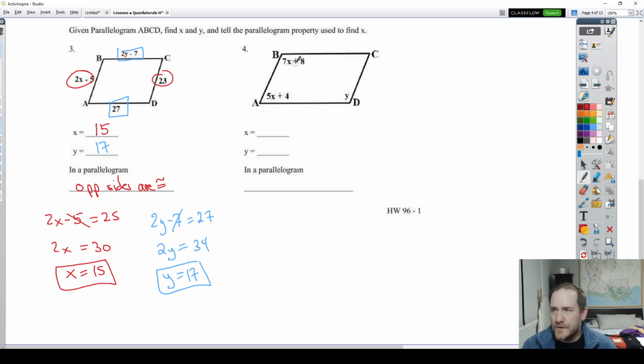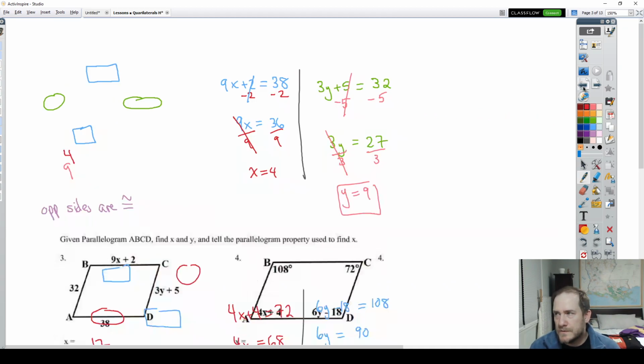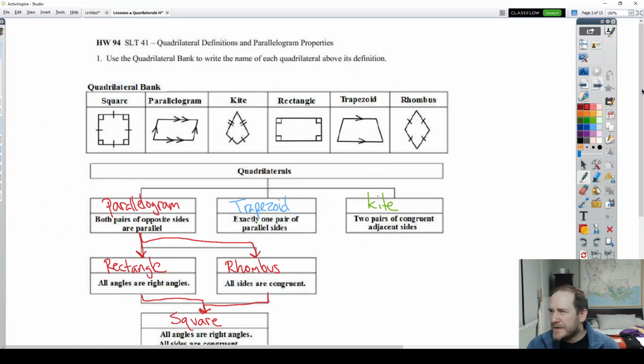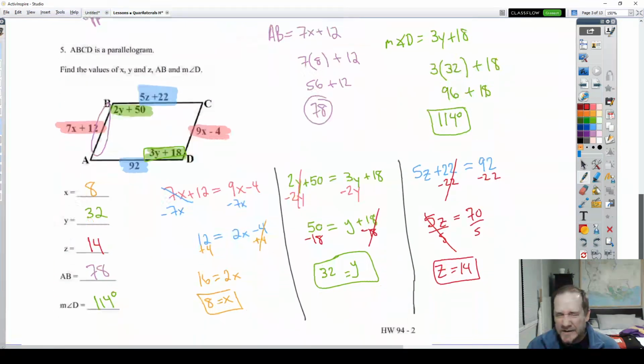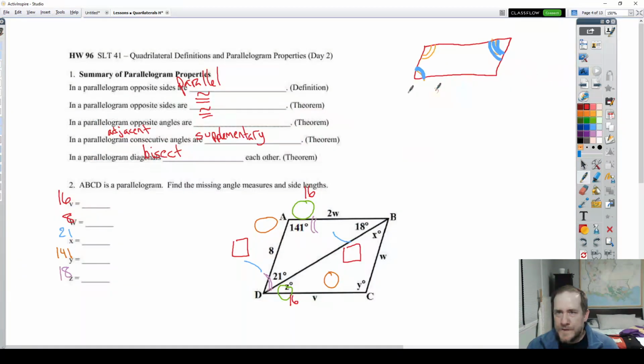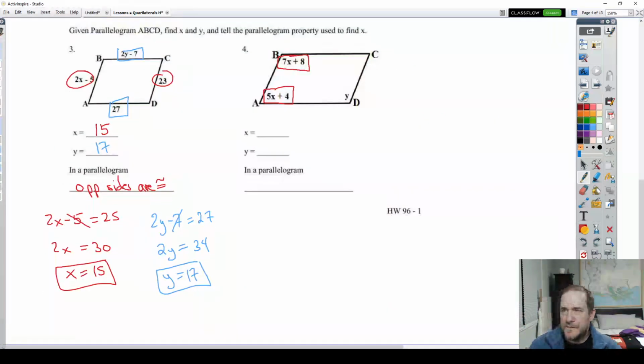If you're always looking for opposite angles, it's not going to work in this case because you can't have an x and a y together. But we can say that these adjacent angles have some special relationship. Remember we just wrote it down? Maybe not. I guess it's down here lower. I don't know where we wrote it, but right here we wrote that the consecutive angles, or the adjacent angles, are supplementary. And that's what we've got here. The 7x plus 8 and the 5x plus 4 are supplementary.